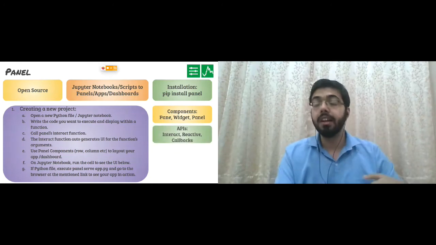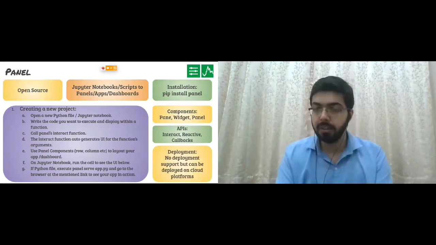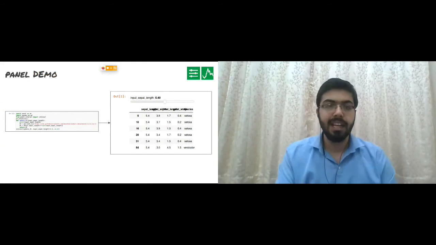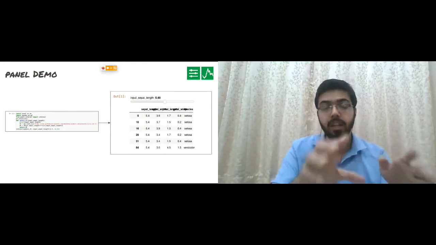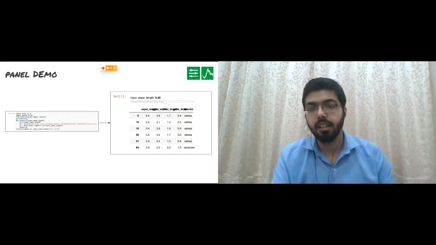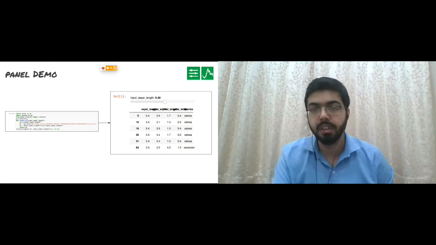You can use the interact way, you can use the reactive way, or the callback way. Deployment support is not there, but you can deploy it on cloud platforms. And here's a quick Panel demo. Again, same code on the left, Panel code on the left, and selection on the right, and the app on the right, where you can move the slider and select whatever value you want for that sepal.